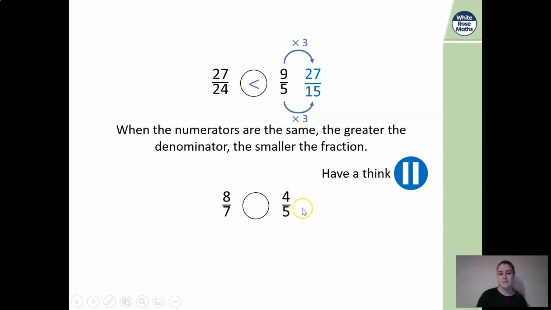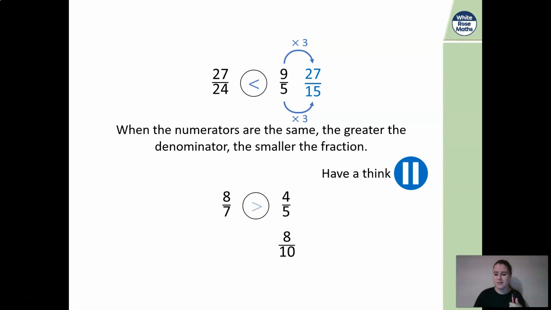Okay, well, I can see that 4 and 8 are in the same times table, so I can think, well, how do I get from 4 to 8? I'm going to multiply by 2. So if I multiply both my denominator and numerator, I've got 8 out of 10. So here I've got the same numerators, but my denominators are different. Now, Miss Ashford this time round has got her pizza cut into 10 slices, whereas I have my pizza cut into 7 slices.